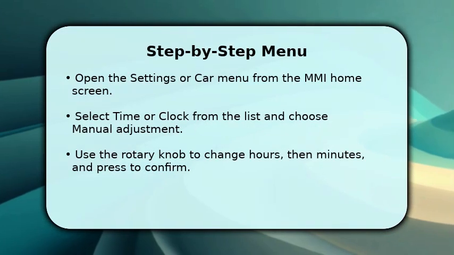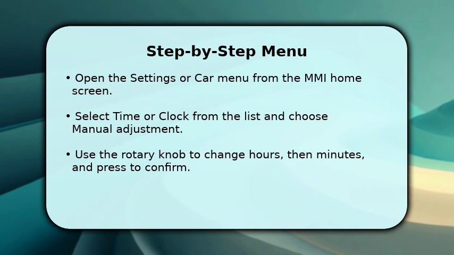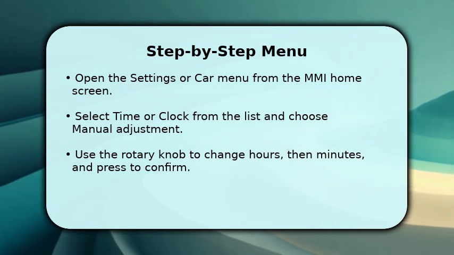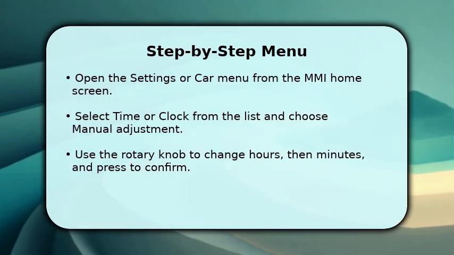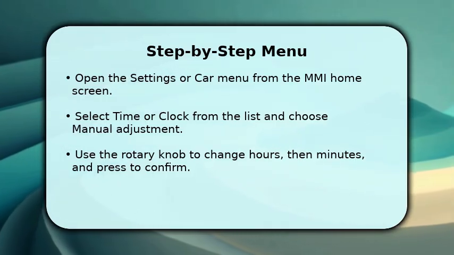Access the MMI home screen and rotate the center knob to highlight settings or car, then press to enter. From the settings list, find and select time or clock, choosing manual adjustment if an automatic option is present.